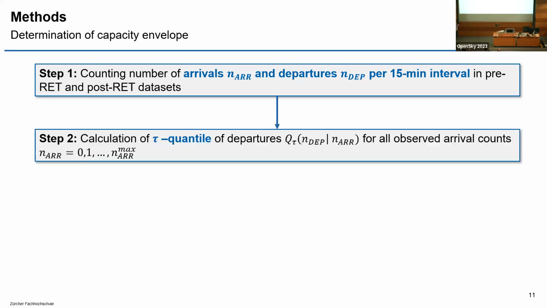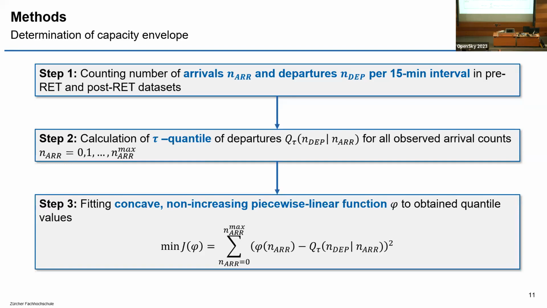Then second, we had to calculate the so-called tau quantiles of departures for all observed arrival counts. So we had to find out what's the tau quantile for all the observations where we have, for instance, 0 arrivals within 15 minutes, how many departures did we have in these, and so on. We had to do that for all the arrival counts which we observed for Lisbon Airport. And then finally, we could fit a concave and non-increasing piecewise linear function to these quantile values. And this is basically then the capacity envelope.